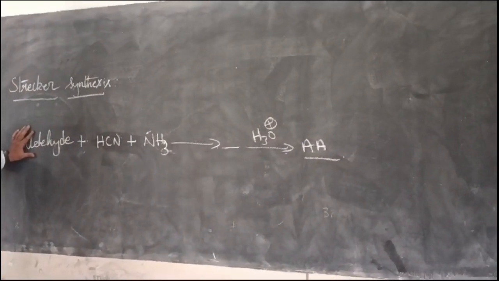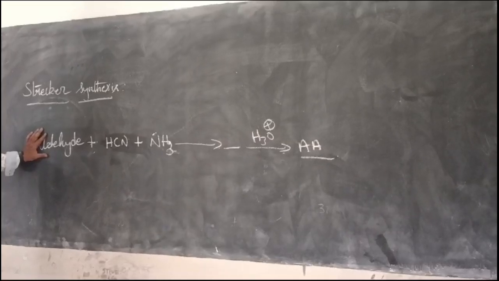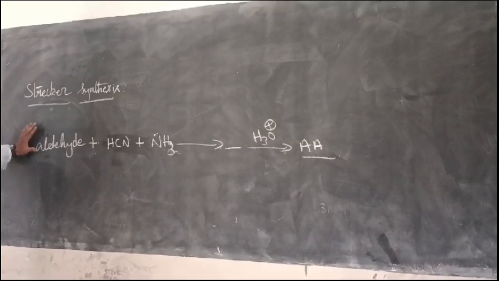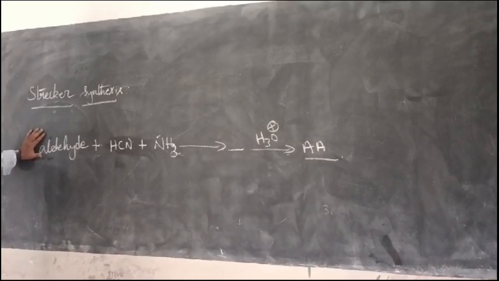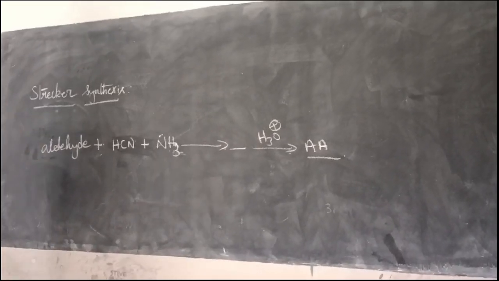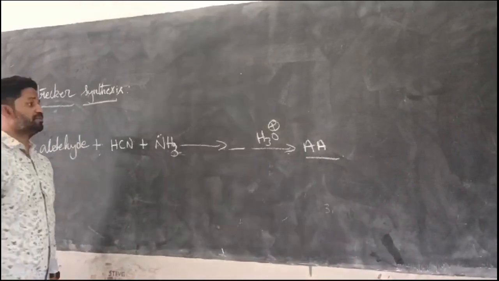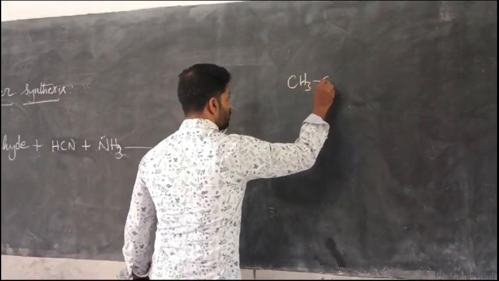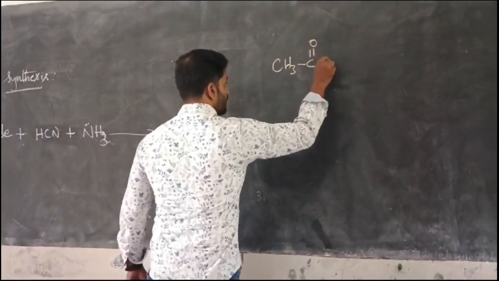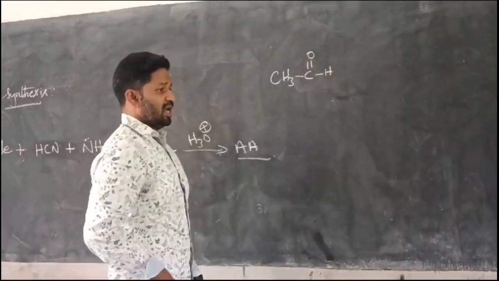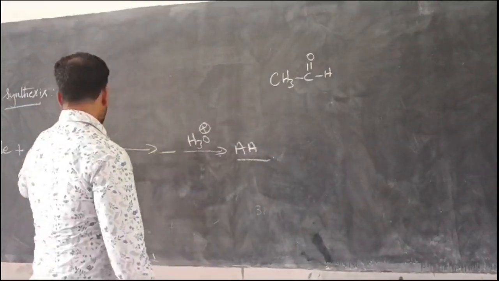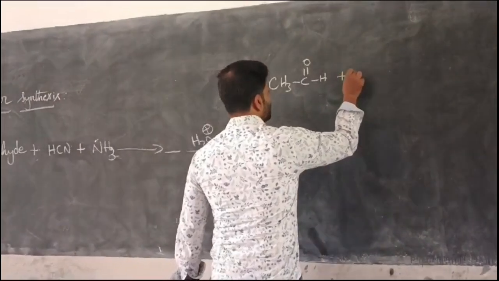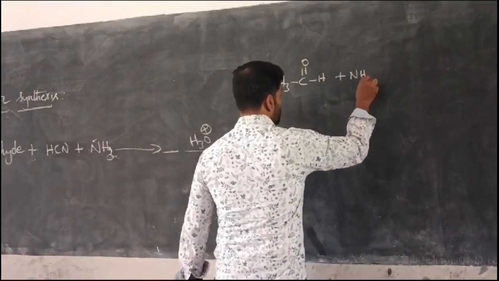Right? If you use acetaldehyde, it will result in the formation of the alanine amino acid. So depending upon the aldehyde, the amino acid differs. So CH3, C double bond O, H, an aldehyde. First it is treated with ammonia, NH3. With ammonia, what will happen? It will undergo a condensation reaction.